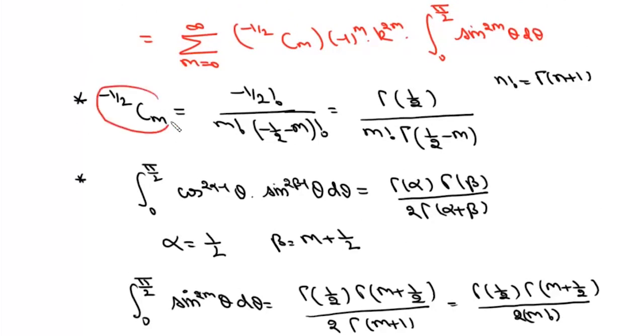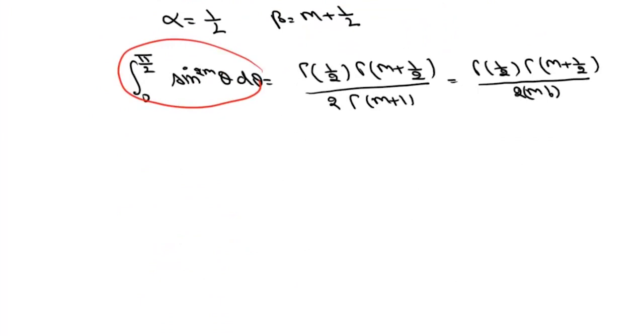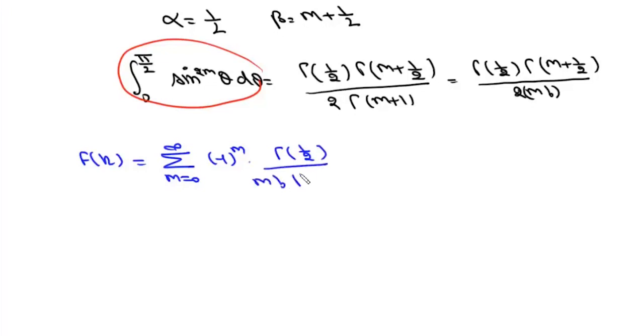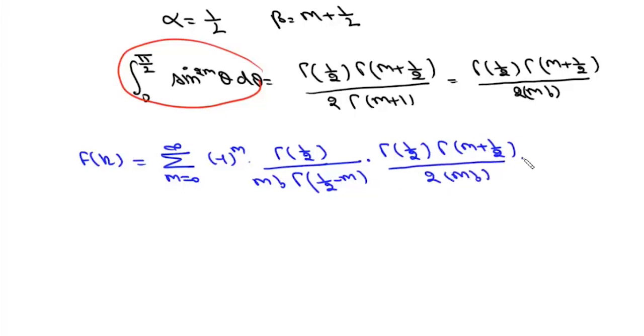Now we'll put the value of minus 1 by 2 choose m and this integral in this equation. So we can write this F(k) as summation m varies from 0 to infinity, minus 1 to the power m, and then minus 1 by 2 choose m, it will be gamma half upon factorial m gamma half minus m, and then this integral of sine to the power 2m theta will be equal to gamma half gamma m plus 1 by 2, and this is 2 into factorial m, into k to the power 2m.